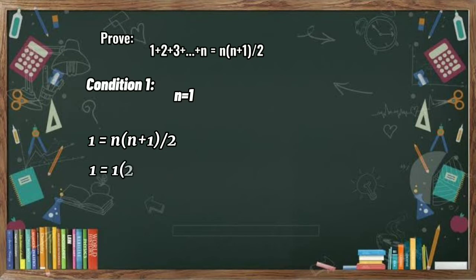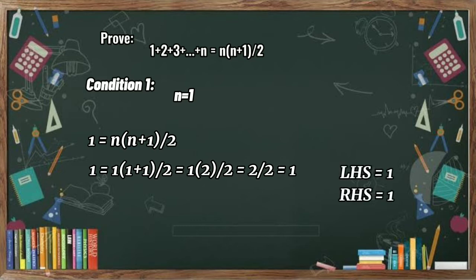1 multiplied by 1 plus 1 over 2. 1 plus 1 is just equal to 2. So 1 multiplied by 2 over 2 is equal to 1 times 2, which is 2, over 2. And this is just equal to 1. And so the left-hand side is equal to 1 and the right-hand side is also equal to 1. Therefore, it is a true statement. The first condition is satisfied.